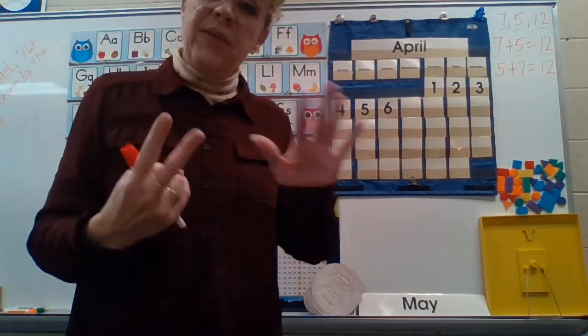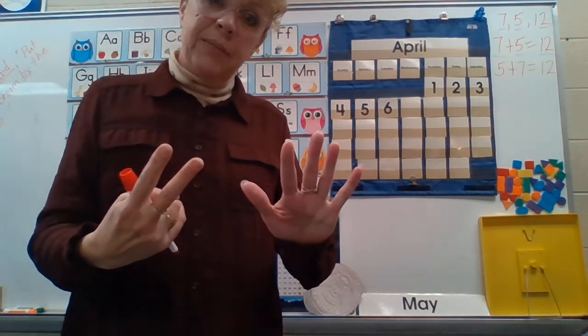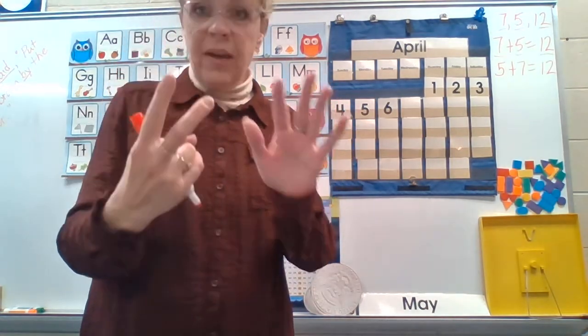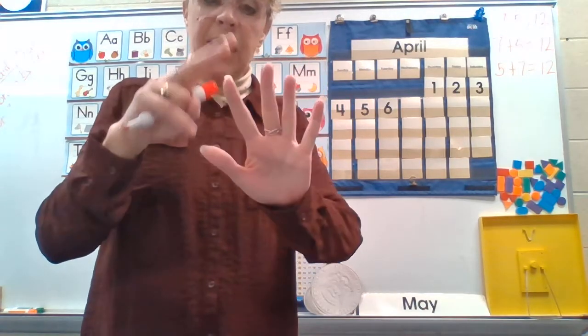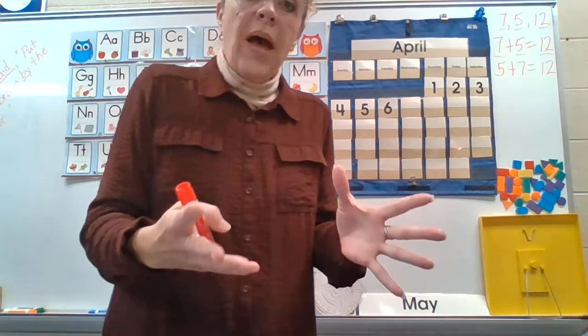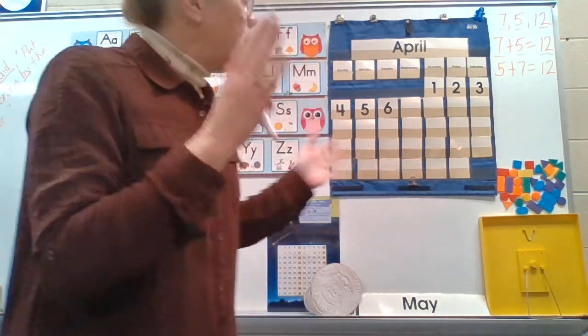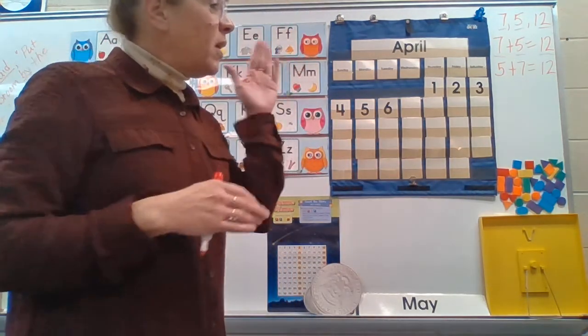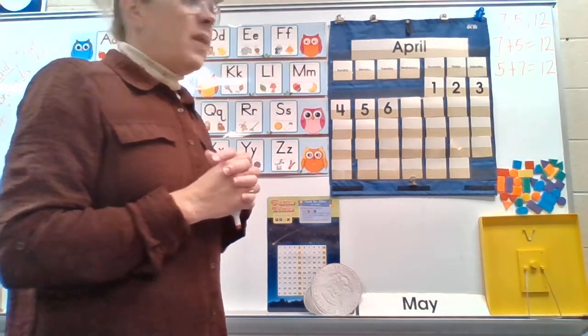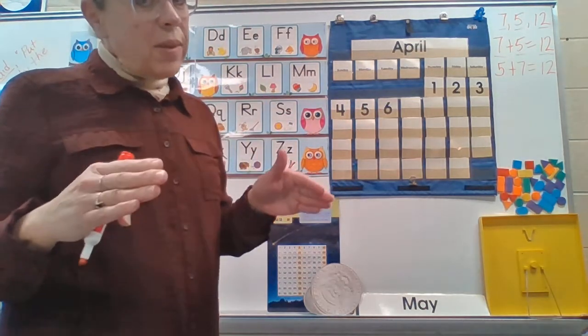I can put 5 in my head and 7 up, and I can count on, and it's still going to be 12. So 5, 6, 7, 8, 9, 10, 11, 12. Okay? Either way, when it's a plus, you can turn those 2 parts around and it'll still give you the same amount as the whole. Now when you subtract, you can't do it that way.